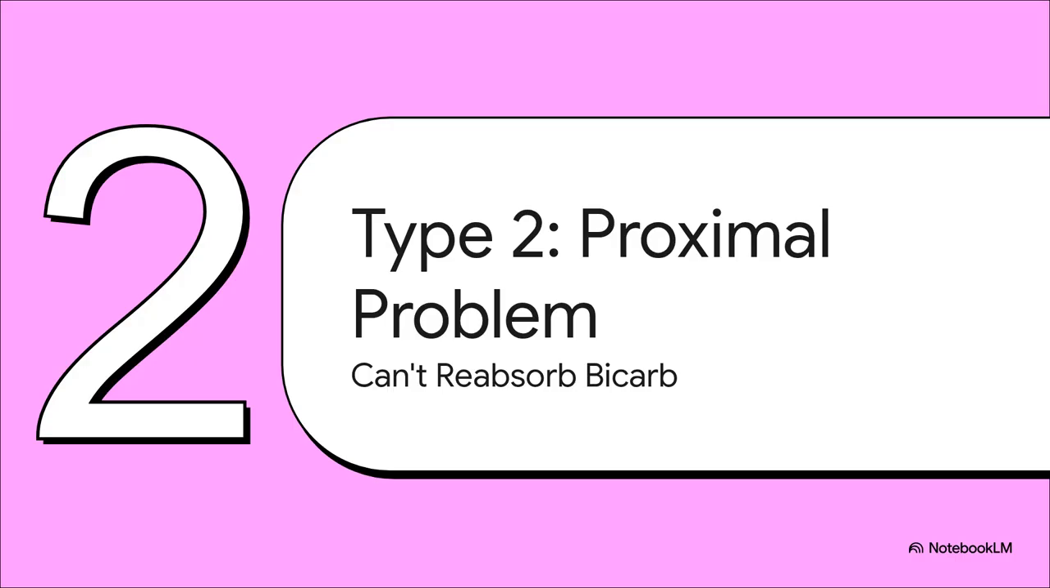Okay, let's move on to our next case. Type 2 RTA, the proximal problem. Right away, you see the location is shifted. We're now in the proximal, or the early part of the tubule, and the problem is totally different. It's not about getting rid of acid, it's about failing to hold on to something precious, bicarbonate.